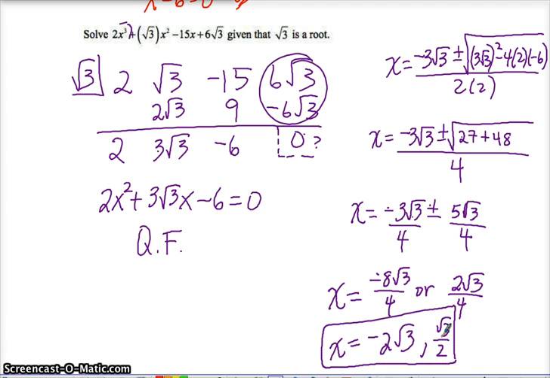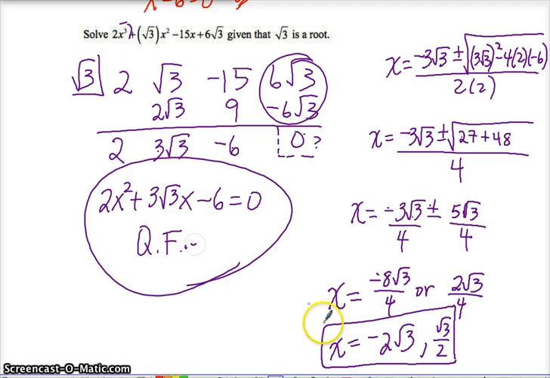So once again, synthetic division to get your compressed polynomial. Then you do quadratic formula to find your final two solutions.